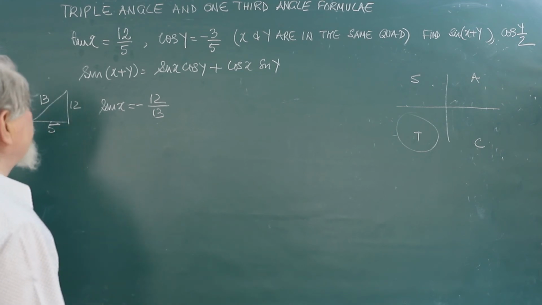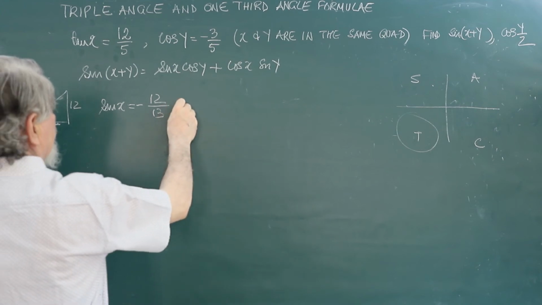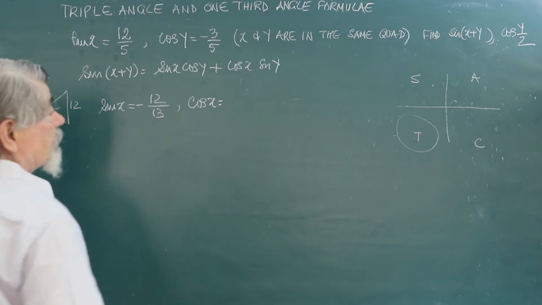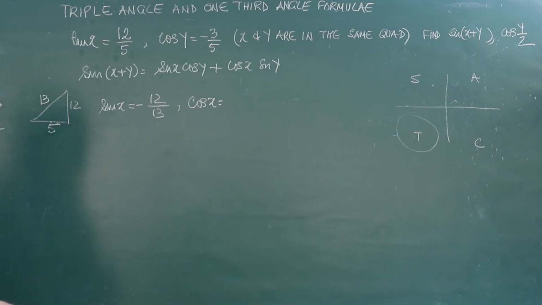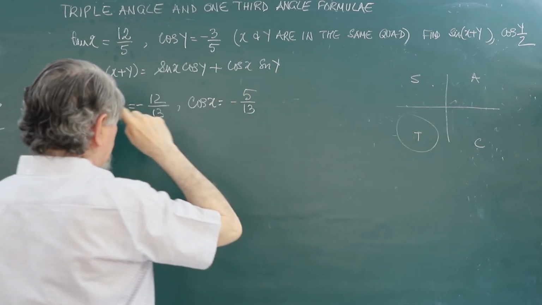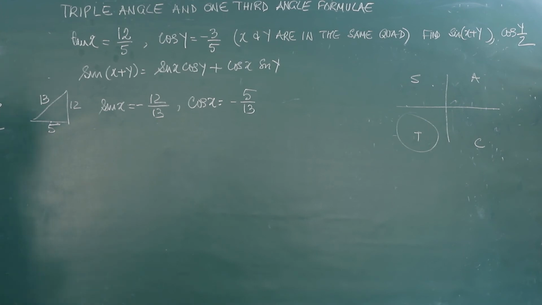Now let us calculate cos X. Because they are in the third quadrant, cos X will be negative too. Cos X is base upon hypotenuse, minus 5 upon 13. So I have got the value of sin X and cos X.